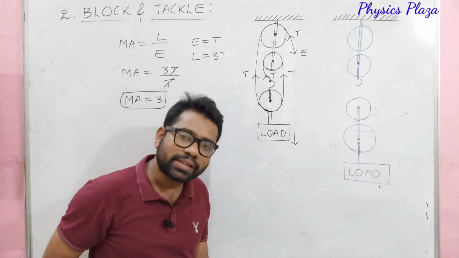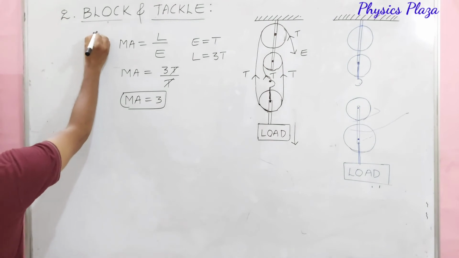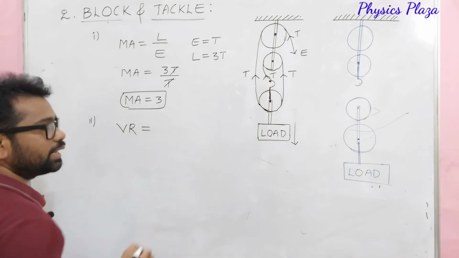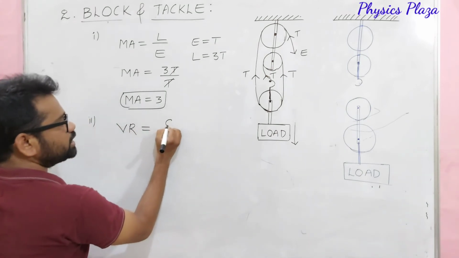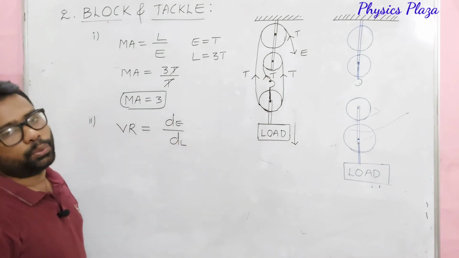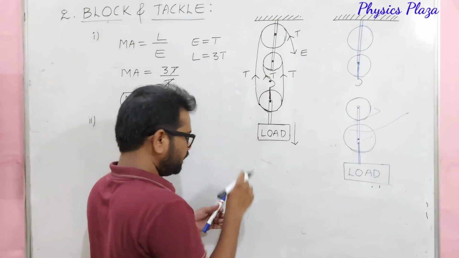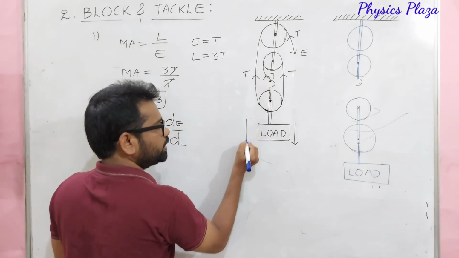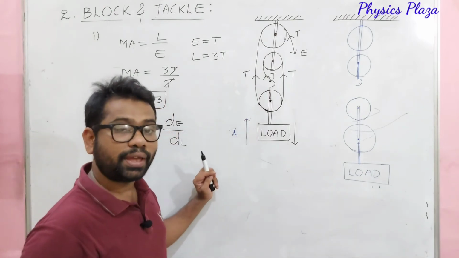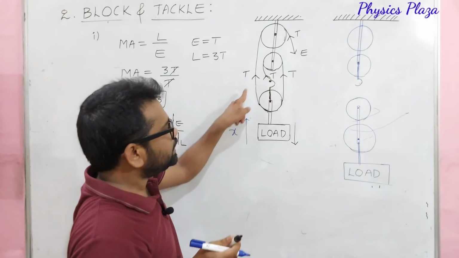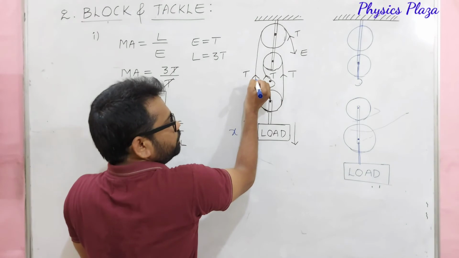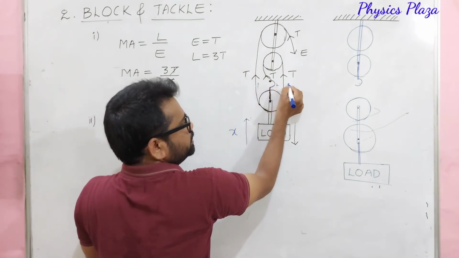But how to calculate the velocity ratio? This is the mechanical advantage which we calculated. Now we are going to calculate the velocity ratio. Children, velocity ratio is equal to what? It is the ratio between effort displacement and load displacement. Dear children, if this load is raised by x, then what will happen, dear children? Each segment is loosened by x. That is, let us say the first segment, second segment, third segment.